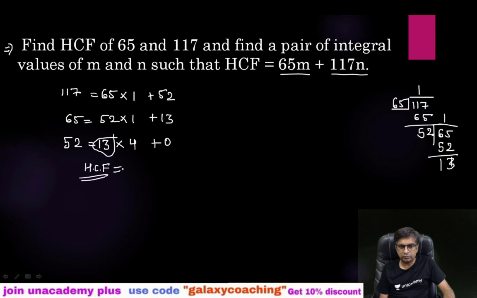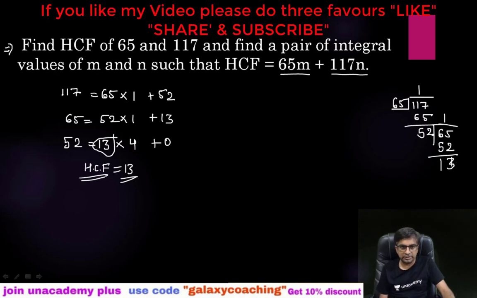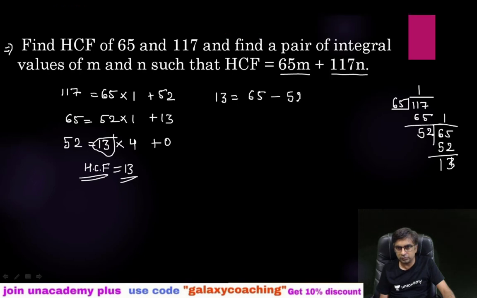Now what you need to do, guys, for finding m and n, you need to go in the reverse order. How? Let me tell you. You can see this number: can I write 13 is equal to 65 minus 52 ones are? Can I write this? You need to go in the reverse order.